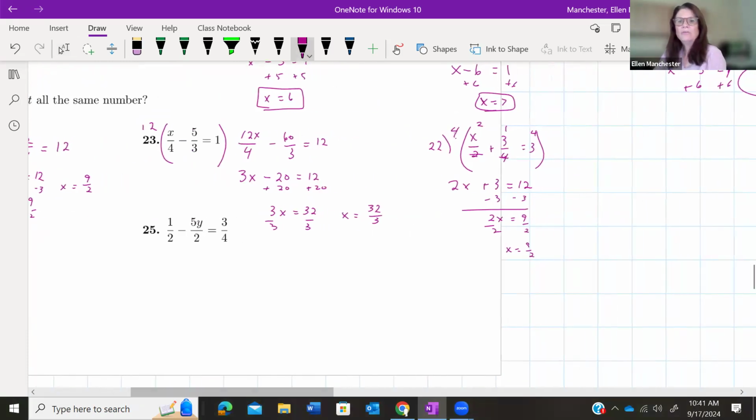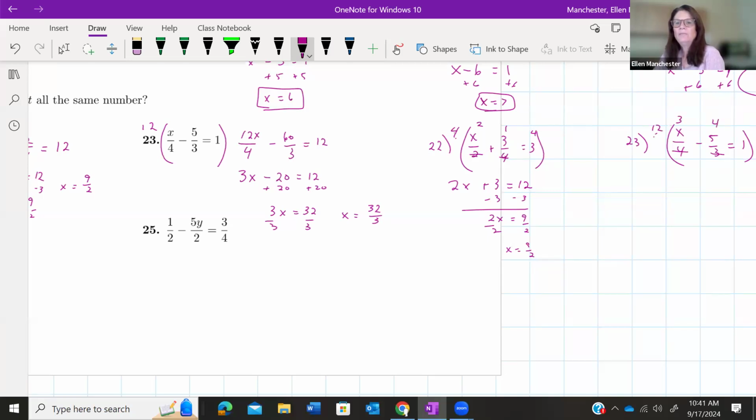All right, so last one where you're reducing first. So we have x over 4 minus 5 over 3 equals 1. So again, using 12. 4 goes into 12 3 times. 3 goes into 12 4 times, and 12 times 1. So we end up with 3x minus 20 equals 12. So exact same thing. Totally up to you how you want to do it.